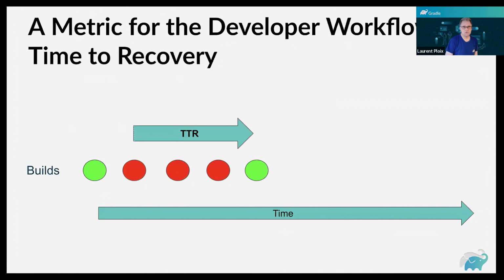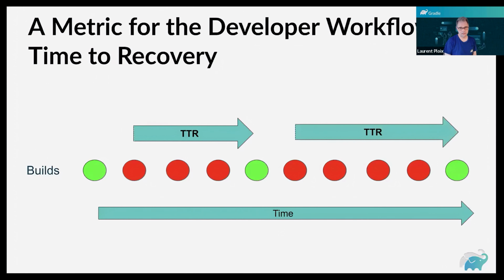We usually use time to recovery to talk about incidents, but seriously, it also works for local builds or for pull request builds. In this case, you make one step in the right direction, get back to green, and then you iterate, and you do it again. And you got another TTR aspect. One may have taken 5 minutes, the other one 10, or maybe a couple of hours.